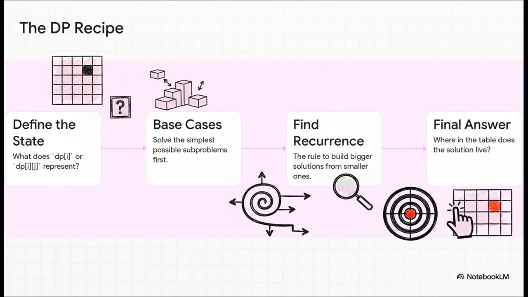Second, you initialize your base cases. These are the answers to the simplest possible versions of your problem. Third, and this is the big one, you find the recurrence. That's the rule that lets you build bigger solutions from the smaller ones you've already found. And finally, you figure out where in your finished table your final answer is hiding.